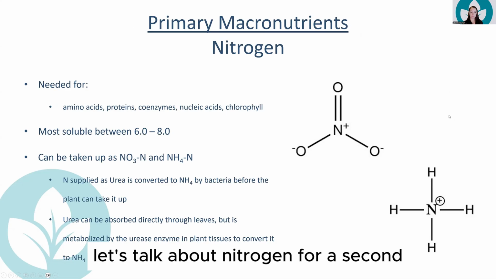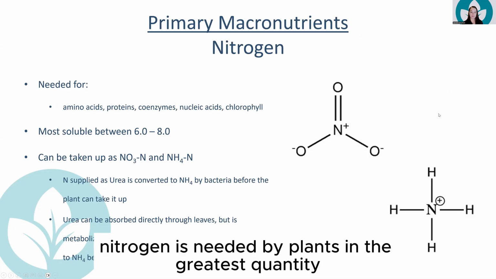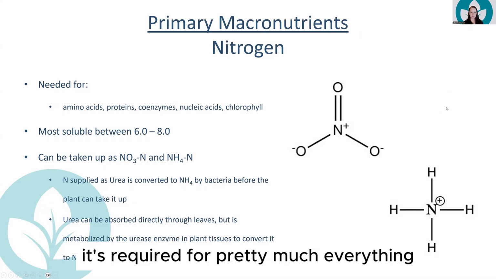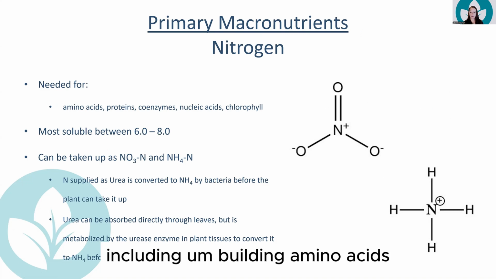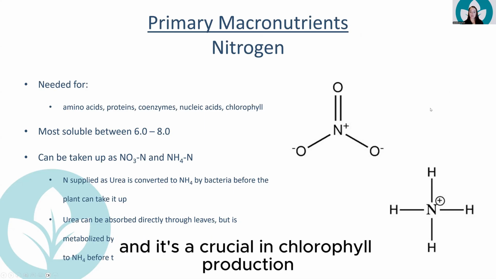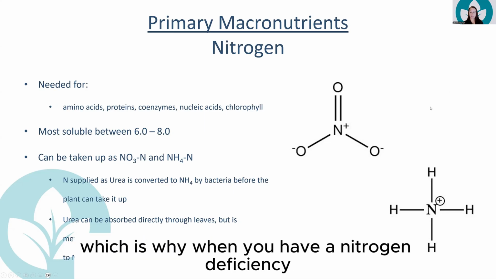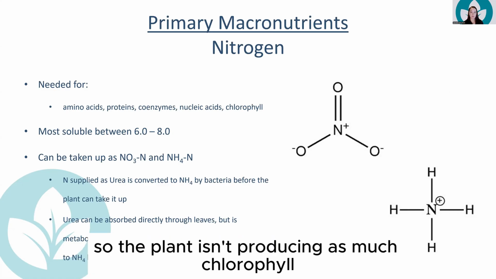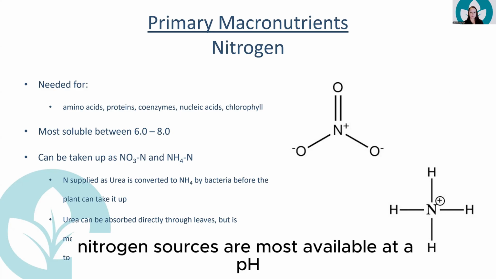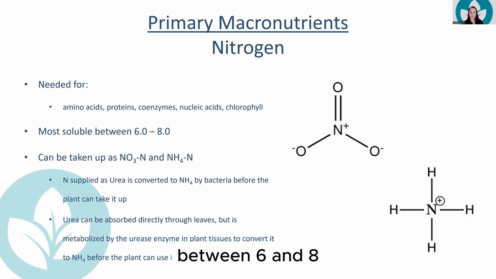Let's talk about nitrogen for a second. Nitrogen is needed by plants in the greatest quantity. It is the macronutrient of all macronutrients. It's required for pretty much everything that a plant is going to do, including building amino acids, proteins, nucleic acids, and it's crucial in chlorophyll production, which is why when you have a nitrogen deficiency, generally you'll see yellowing, so the plant isn't producing as much chlorophyll. It's going to start to look a little bit less green. Nitrogen sources are most available at a pH between 6 and 8.